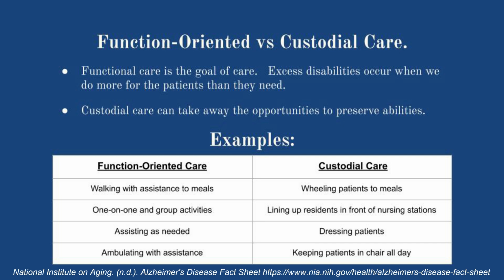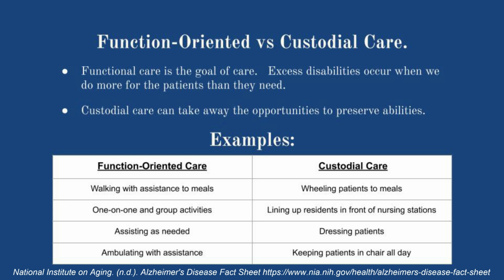So there is a concept in caregiving, which is function-oriented care versus custodial care. And functional care is the goal of care. Excess disabilities occur when we do more for the patients than they really need. Custodial care can take away the opportunities to preserve abilities. So let's look at some examples of function versus custodial care.